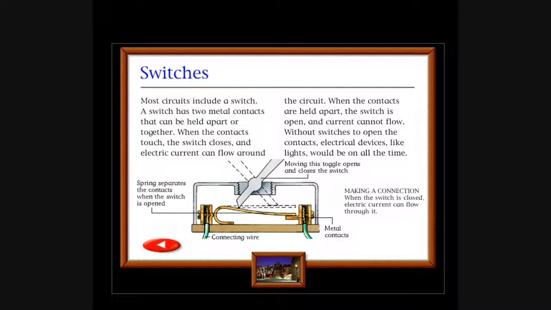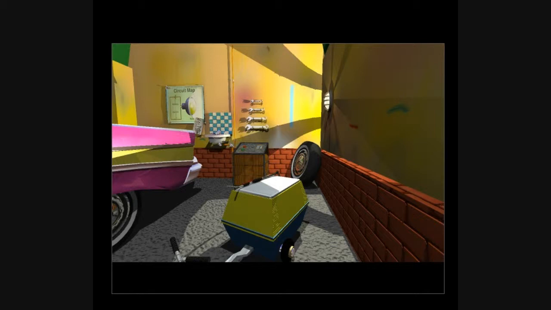It pushes the metal down. Light switch is off. Light switch is off. And then you turn it on and it pushes this down so it touches. Good, I'm learning some stuff.